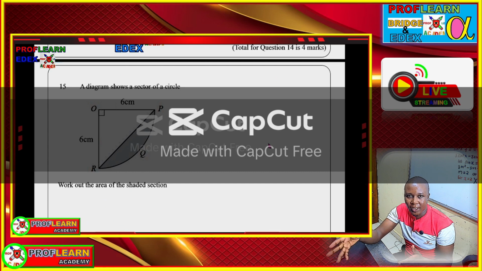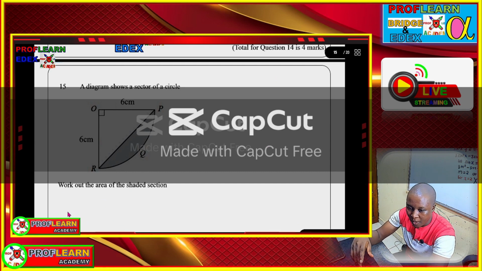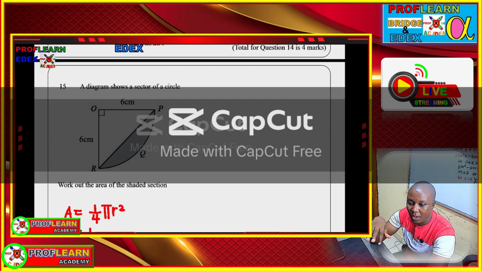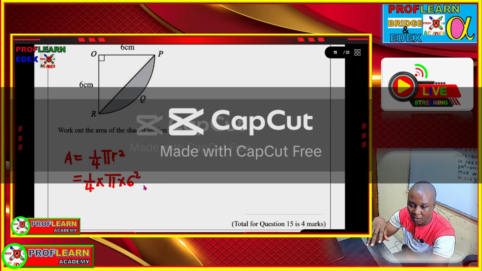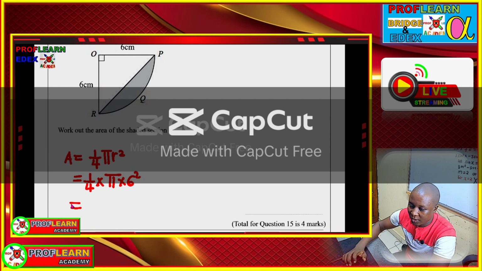Area of a circle is pi r squared, so the area of this sector is going to be a quarter pi r squared. And then once we have found the area of the sector, we can also find the area of the triangle. So we are going to have our area of the sector as 9 pi.